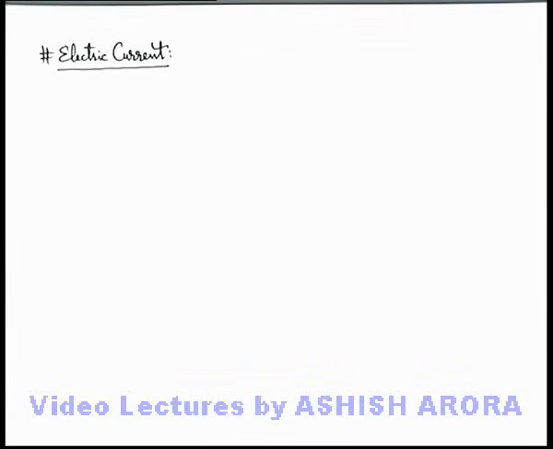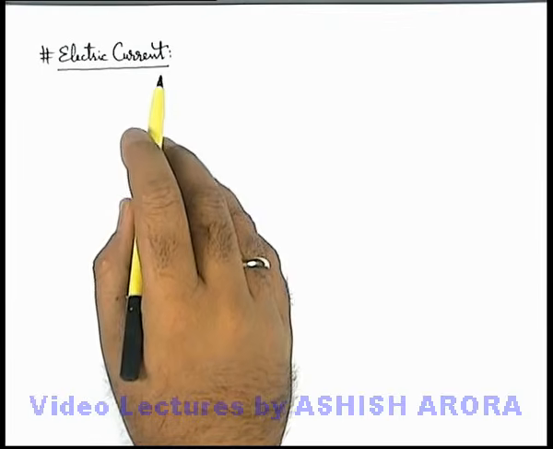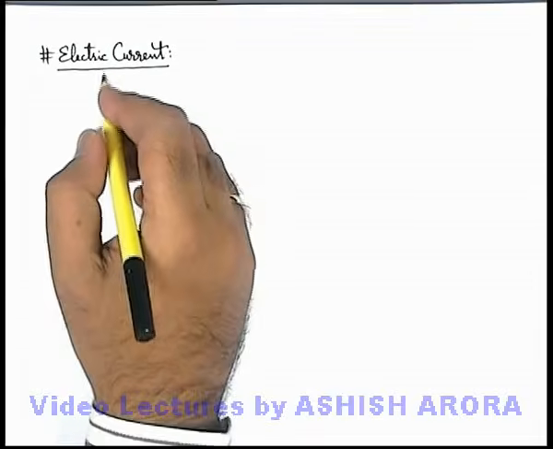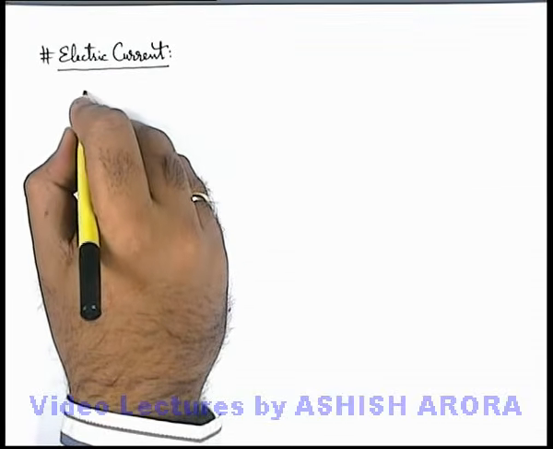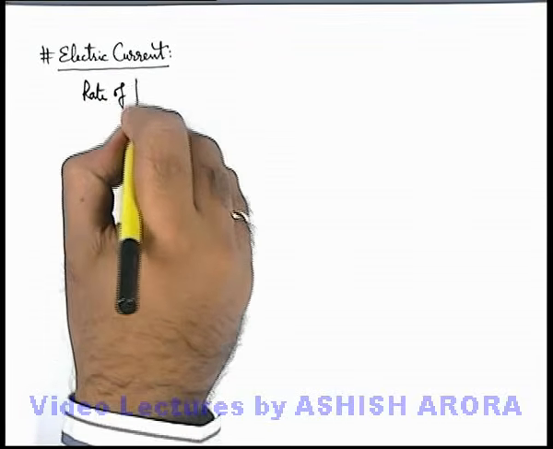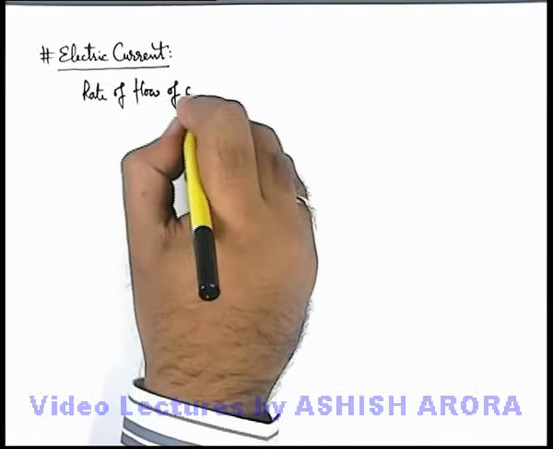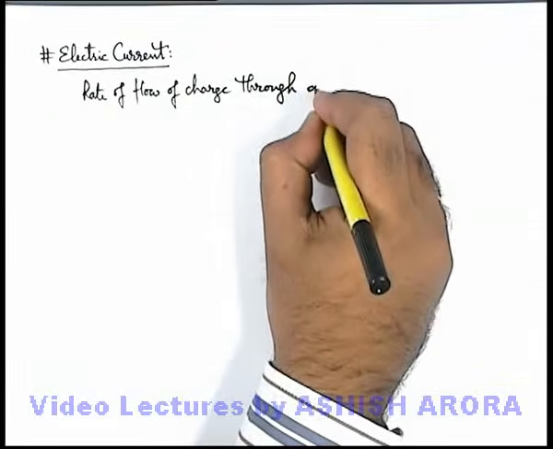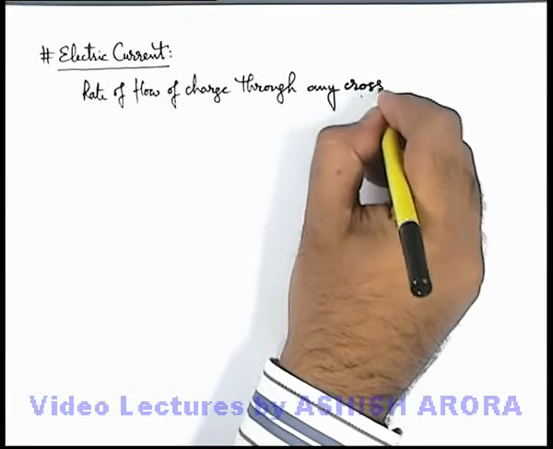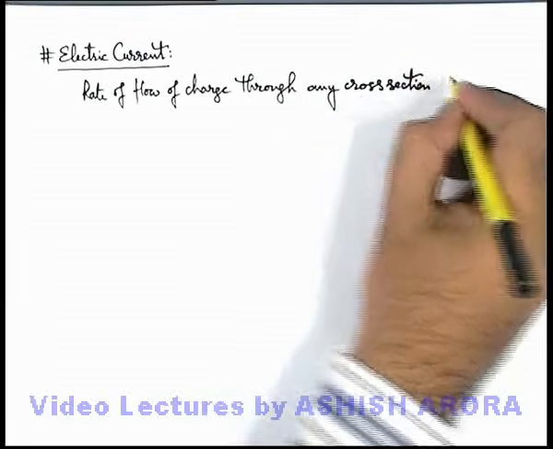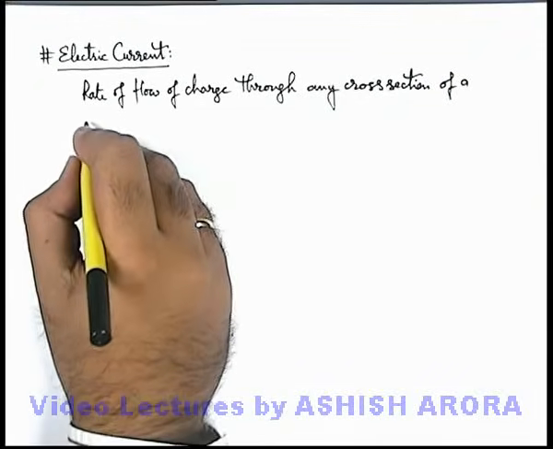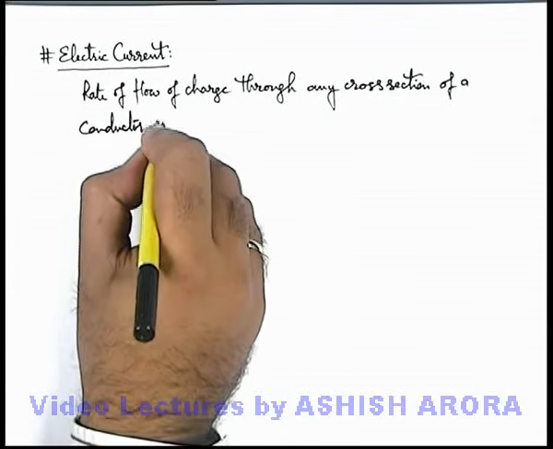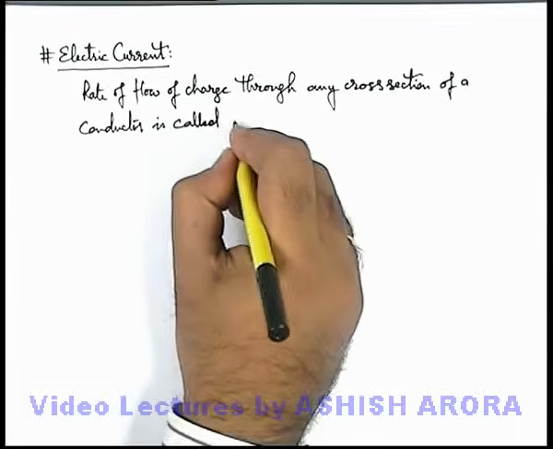Dear students, let's start with the topic of electric current. In your early classes, you might have studied the basic definition of current, in which we write that the rate of flow of charge through any cross section of a conductor in which current is flowing, obviously we are talking about, is called electric current.